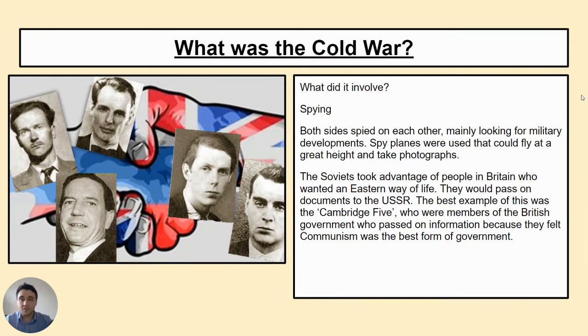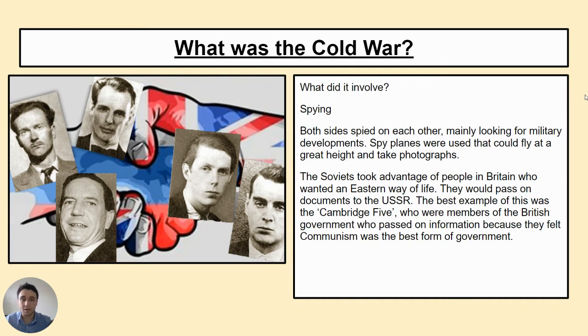Now, the Soviets had better spies, I would argue. The American spies would normally just use middle-aged males, whereas the Soviets would use any type of person, including women, for spying. The Soviets took advantage of people in Britain who wanted an Eastern way of life. Not everyone in Britain wanted to have a capitalist way of life. There were people who felt the communist way was better and fairer, especially after the war. So there were people in the British government who passed on documents to the USSR.